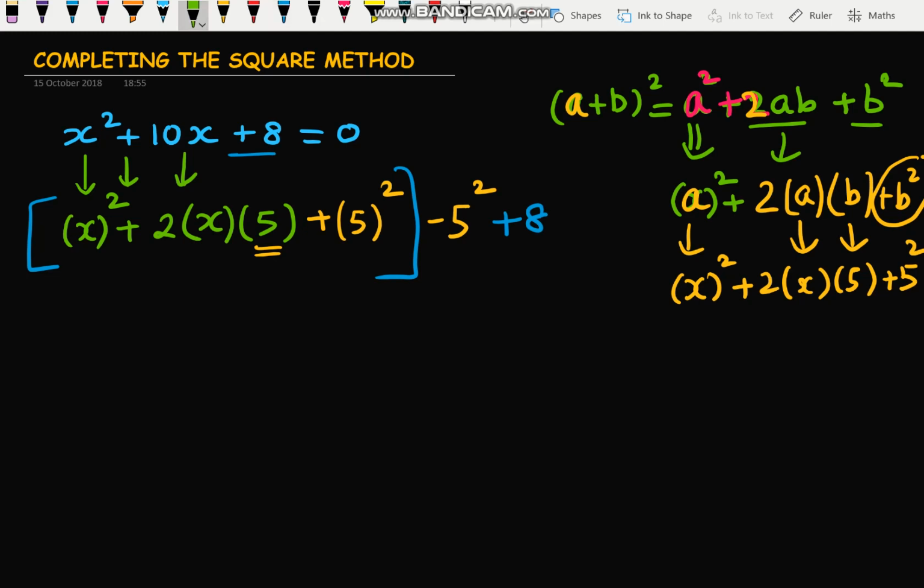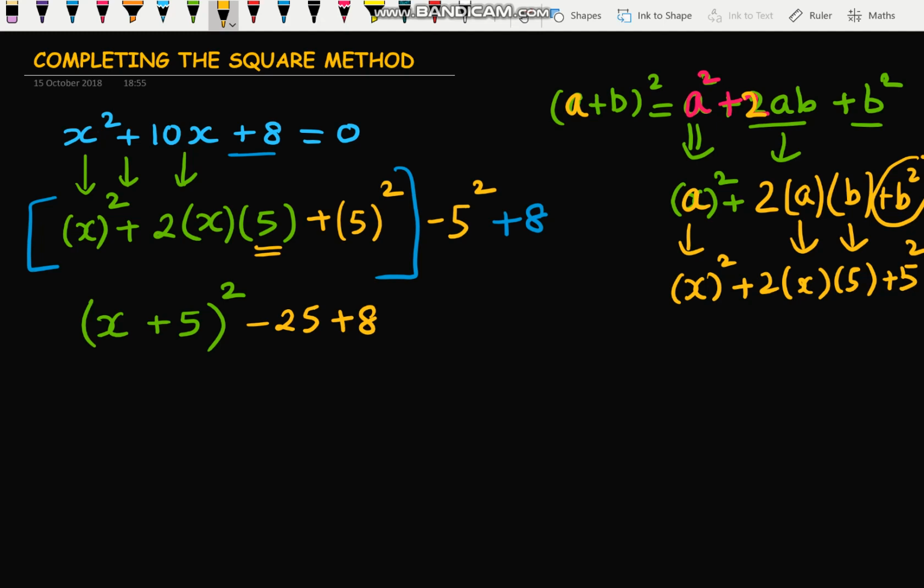So now what happens is, this thing in the square bracket reduces in the form of a plus b the whole square, where my a is what? A is x, and b is what? B is 5, right? So I get something like x plus 5 the whole square. So the entire blue bracket changes to x plus 5 the whole square. Now what am I going to do? I'm going to solve the things that are outside the bracket. 5 square is 25 plus 8, right? So what does that give me?